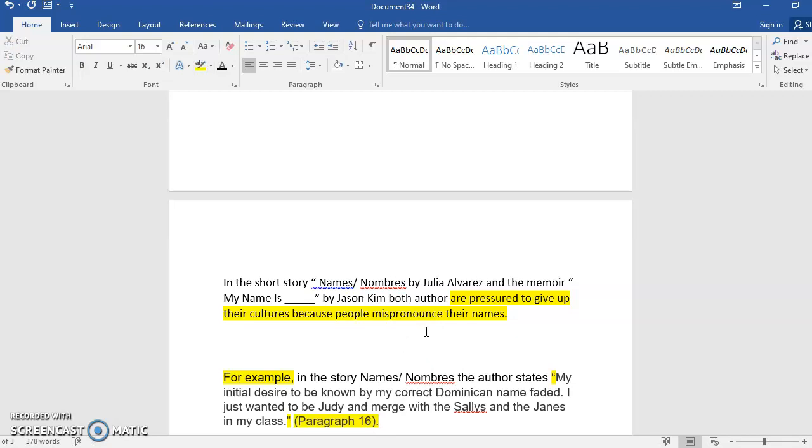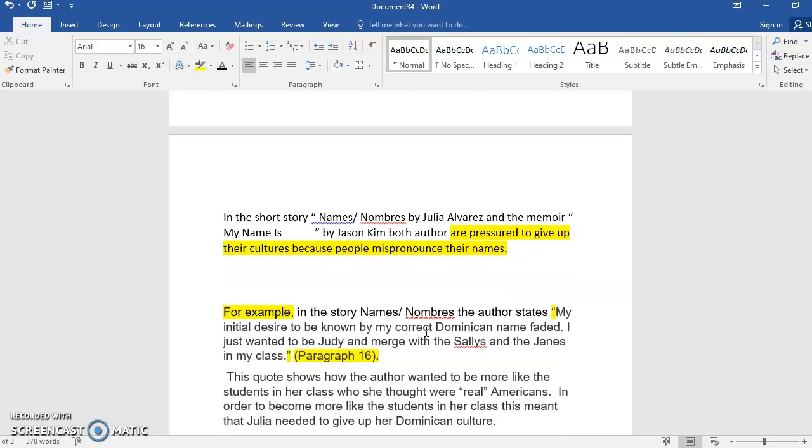Okay. So here's my quote, or the evidence. Okay. Now I'm going to give you my commentary. So remember, commentary needs to explain what your quote means, but then it also has to show the connection to your assertion. Okay, so this quote shows, okay, I can just be very direct and telling the reader, I'm going to explain the quote now. This quote shows how the author wanted to be more like the students in her class who she thought were real Americans. Okay, so this first sentence is explaining the evidence.